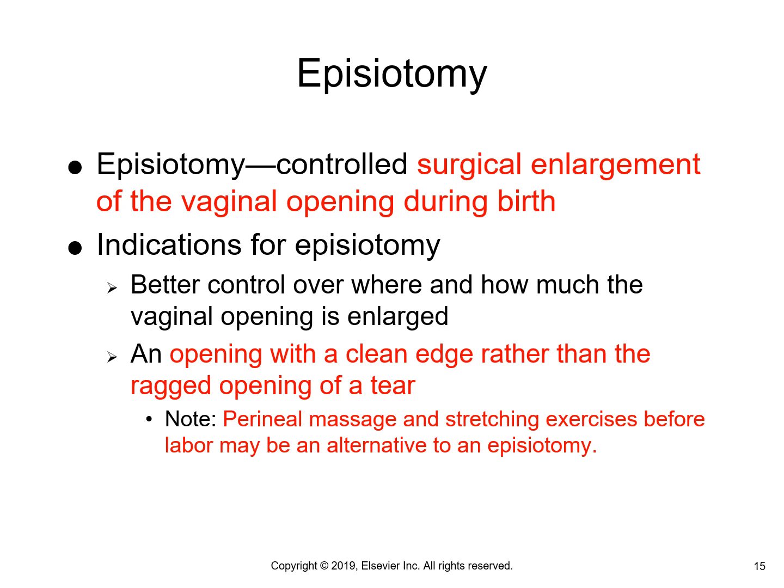Episiotomy is a controlled surgical enlargement of the vaginal opening during birth. This is when we have to cut that perineum versus having a skin tear or laceration. The indications for an episiotomy: there's better control over where and how much that vaginal opening is enlarged. You also have a clean edge, a clean wound, rather than that ragged opening if there's a skin tear or a laceration. Also, a laceration puts the patient at high risk for hemorrhage versus if we do an episiotomy.